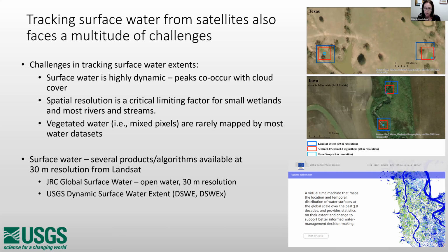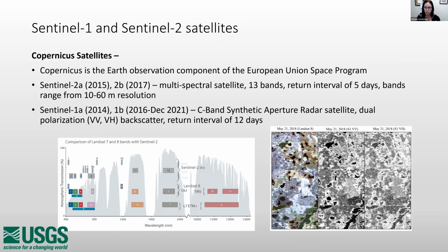So what we've got in the bucket of existing products that are the best we've got right now is a global surface water product out of Europe, the JRC, that's primarily mapping open water at 30-meter resolution. And then USGS also has DSWE, the Dynamic Surface Water Extent algorithm, that's again using Landsat and does quite a bit better job of pulling in that vegetated water. But those challenges are still persisting and have motivated us to come up with better algorithms here.